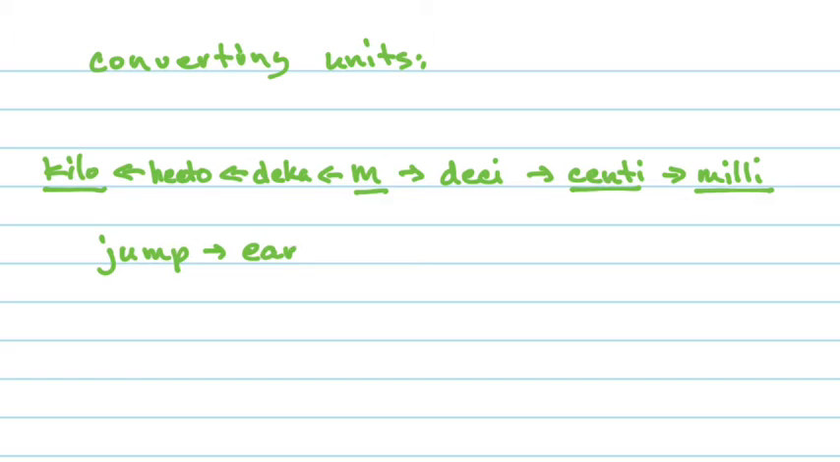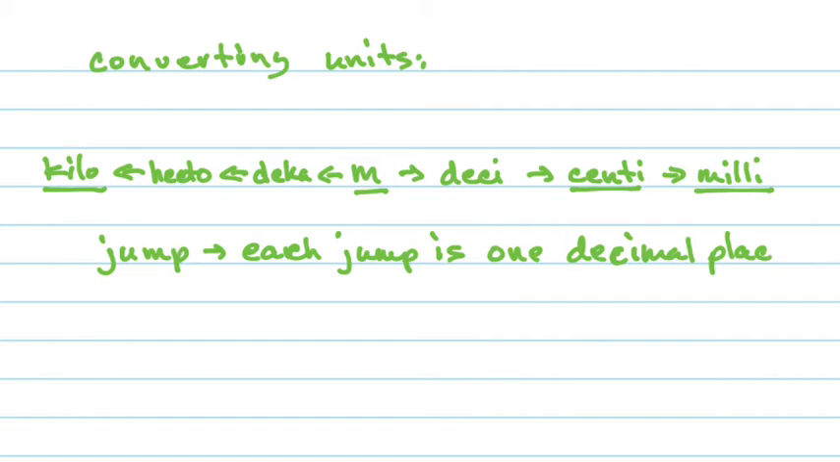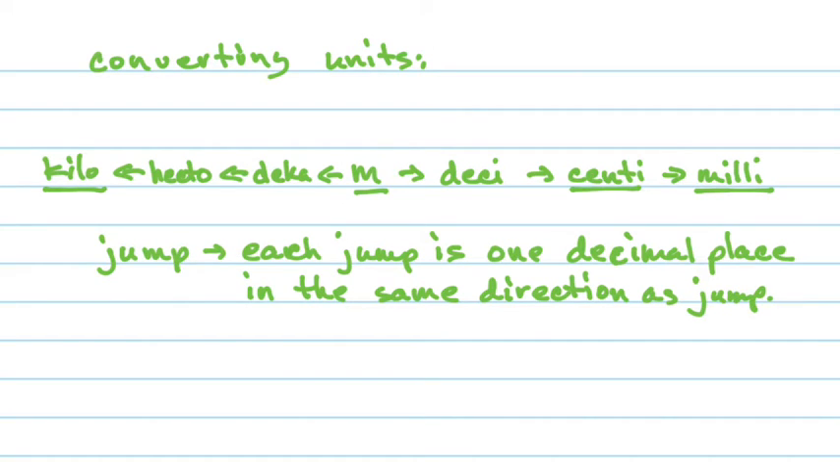And each jump is 1 decimal place. So you don't have to memorize all of that. You know, when do I multiply by 1,000? When do I divide by 1,000? Whatever. Okay? And it's in the same direction as the jump. So all you have to do is simply move the decimal place.